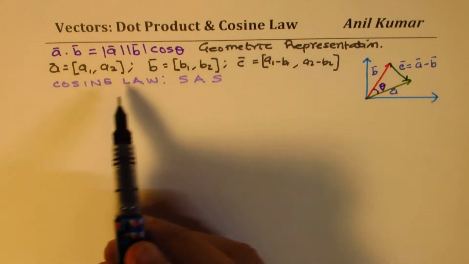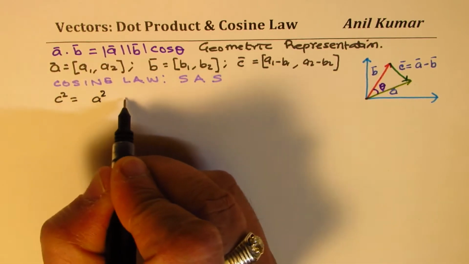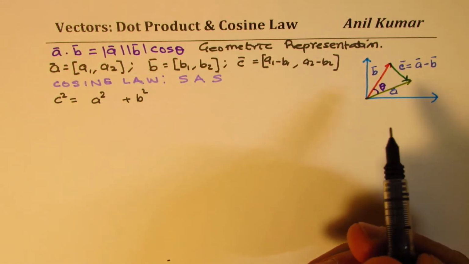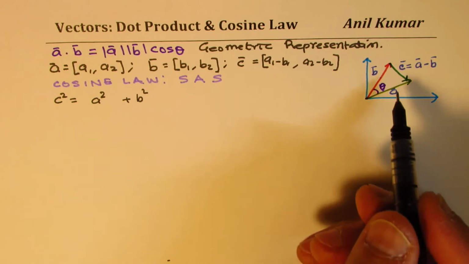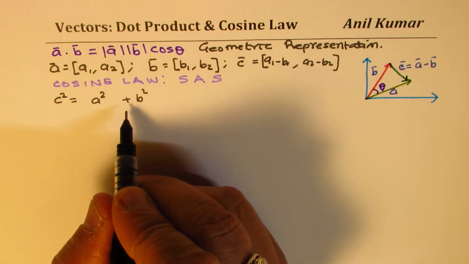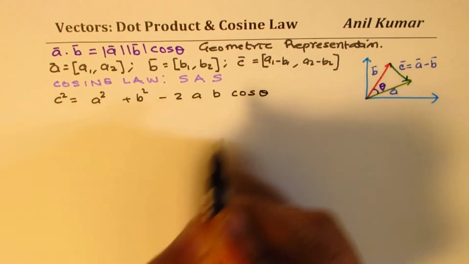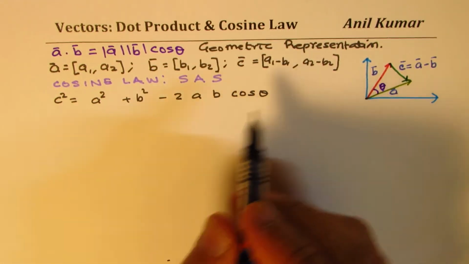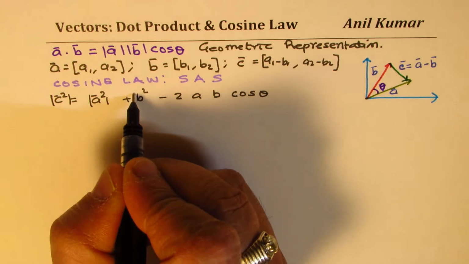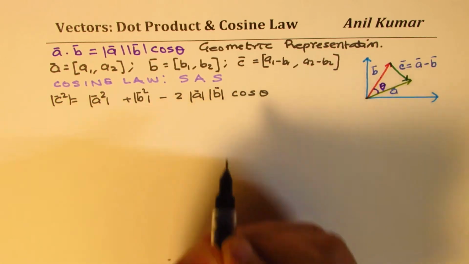Okay, now what is cosine law? Cosine law says that c square equals a square plus b square minus 2ab cos of theta, right? That's what cosine law says. Now when I'm applying it to two vectors, I'll take these as my vector magnitudes. Does that make sense to you? That's why I left some space in between, right?